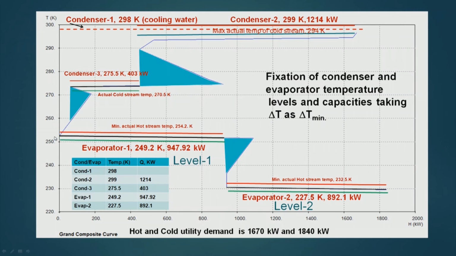Now, this is the pinch point, and below this we will be putting evaporators. Evaporators will take heat from the hot streams, so they will be servicing only hot streams. This temperature is the shifted temperature. The hot stream temperature with respect to this shifted temperature is here 254.2 Kelvin.